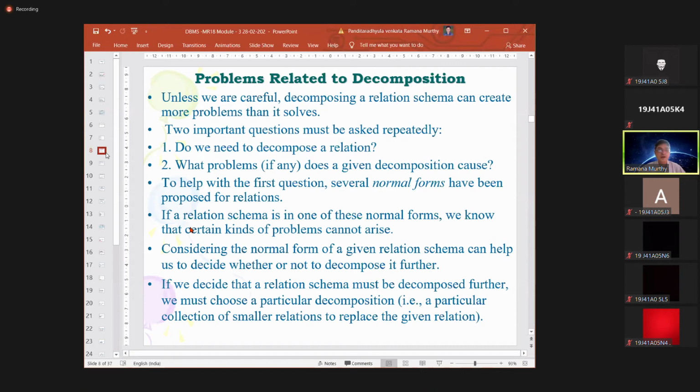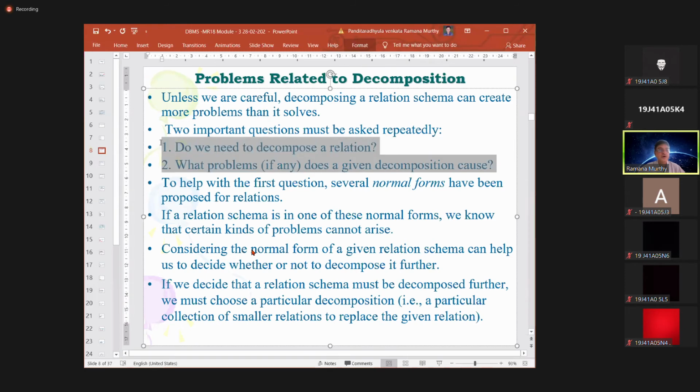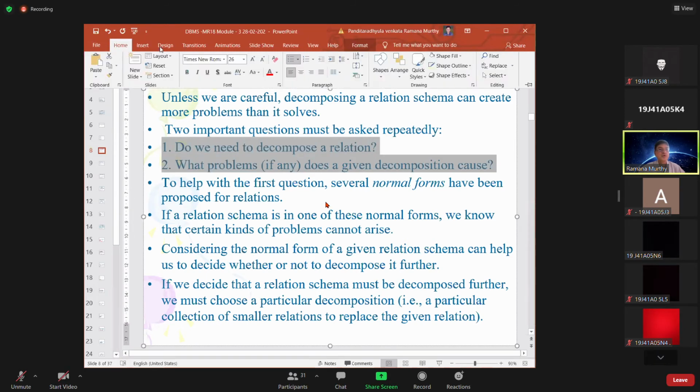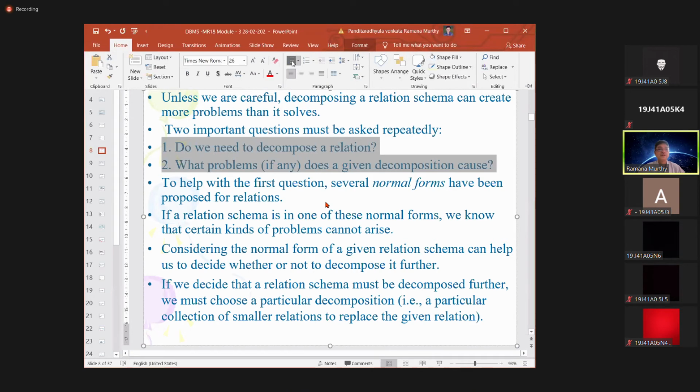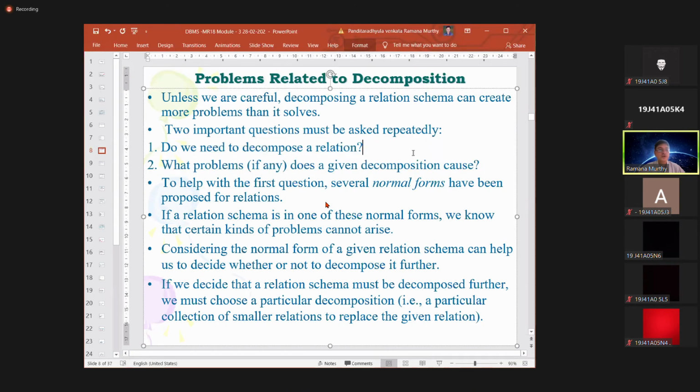We can't simply divide this particular table into two or more tables to remove the redundancy, because decomposition also creates some problems. First of all, we need to ask two questions. Only if you are satisfied can you go for the decomposition. Otherwise, don't go for the decomposition.